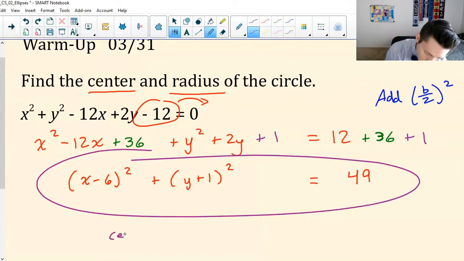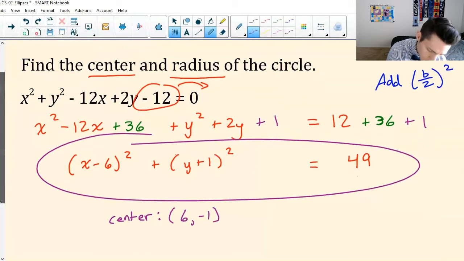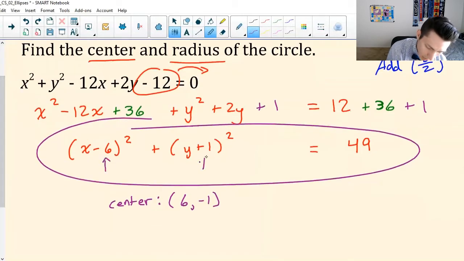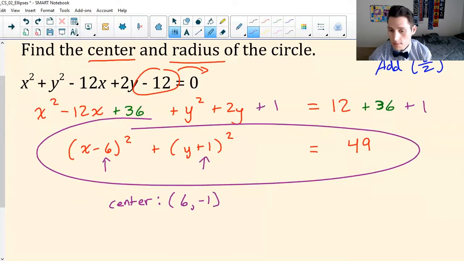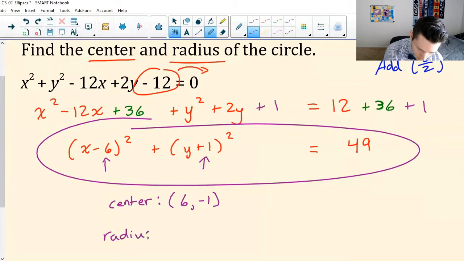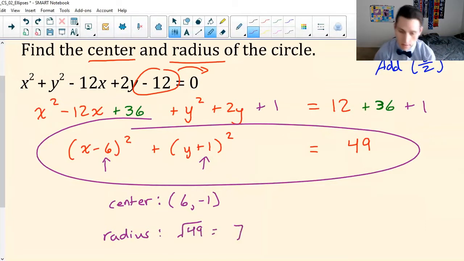So we should be able to automatically from here figure out our center, which is 6, negative 1. Remember, we just look at h and k here, these values, but we switch the signs on them. So negative 6 becomes a positive 6 value for the x value of the center. The y plus 1 tells us that negative 1 is the y value of the center. And the radius is the square root of 49, which in this case we actually know is 7.